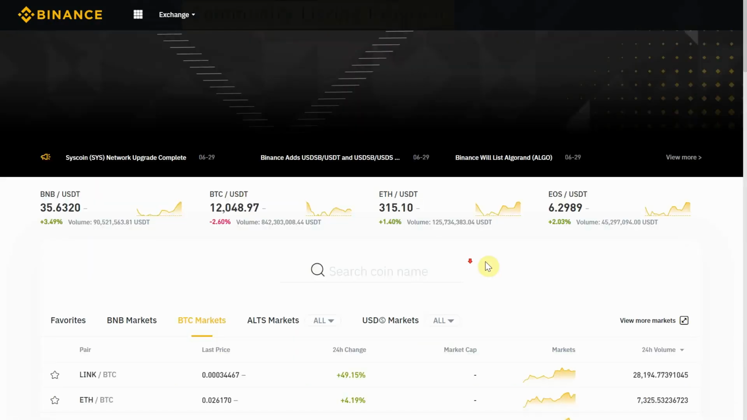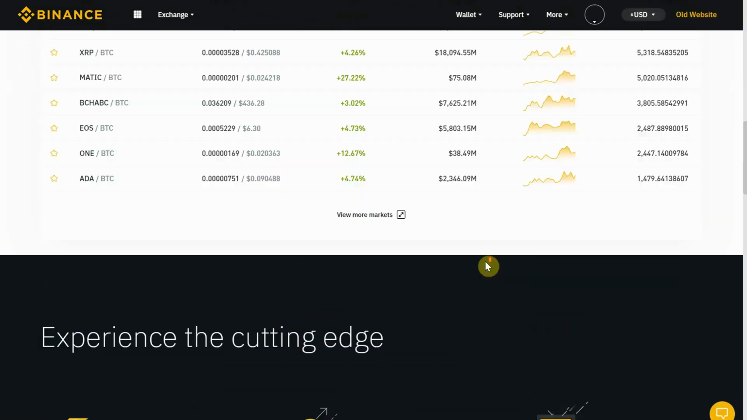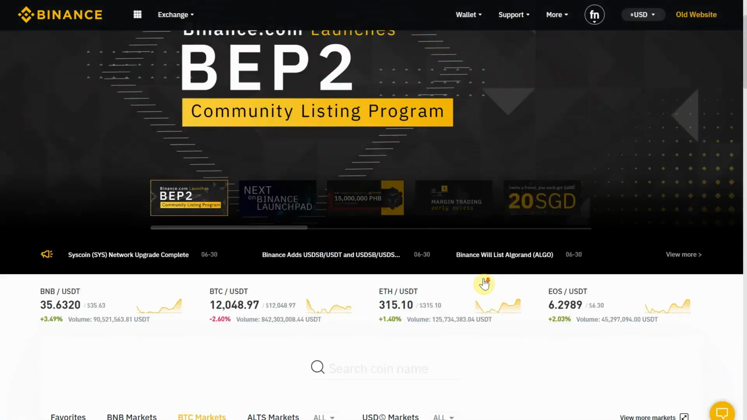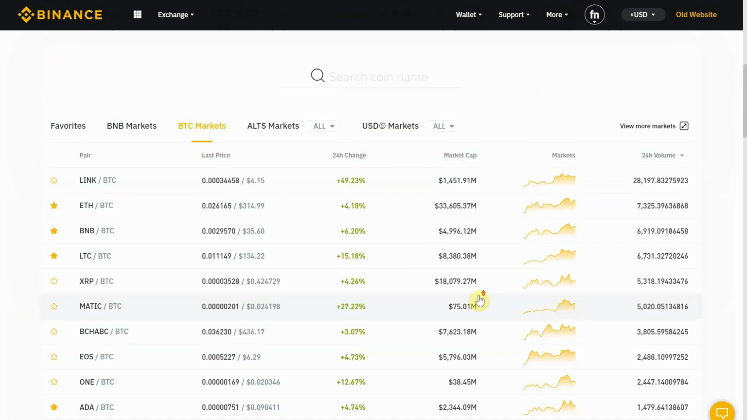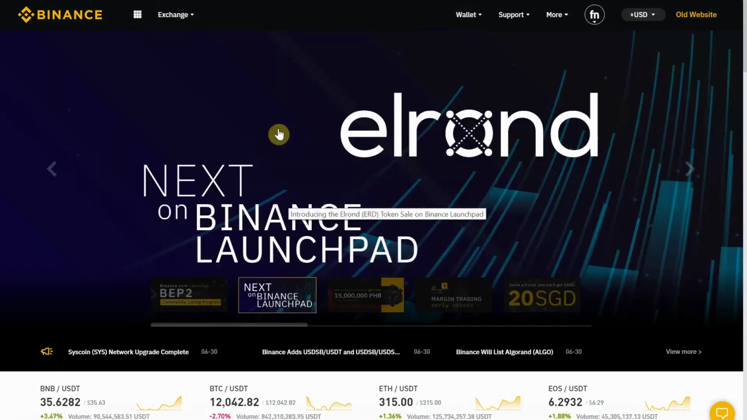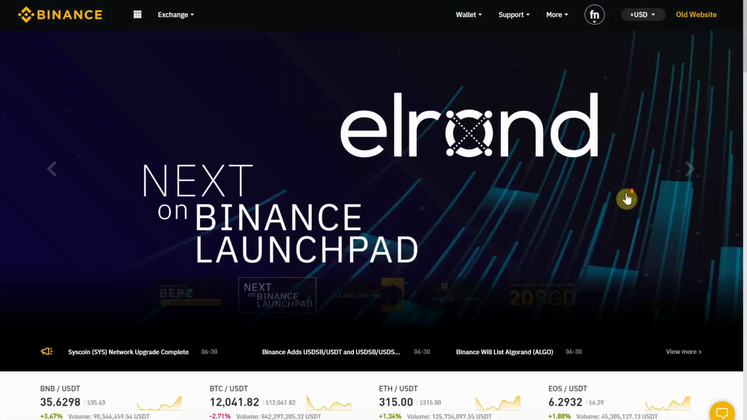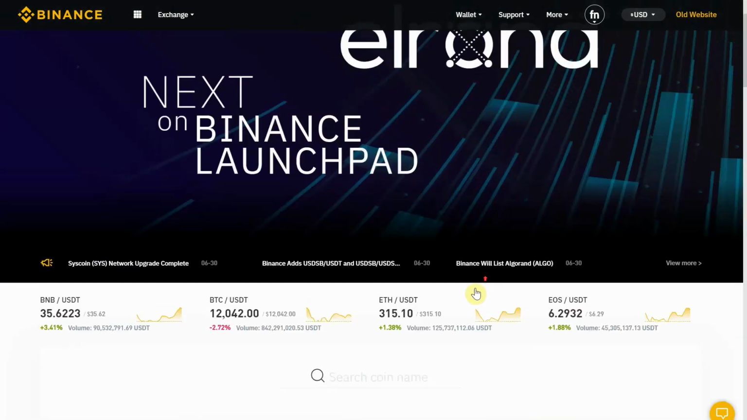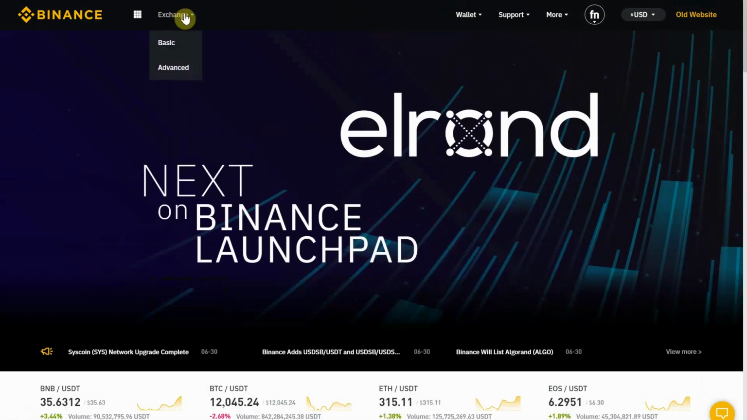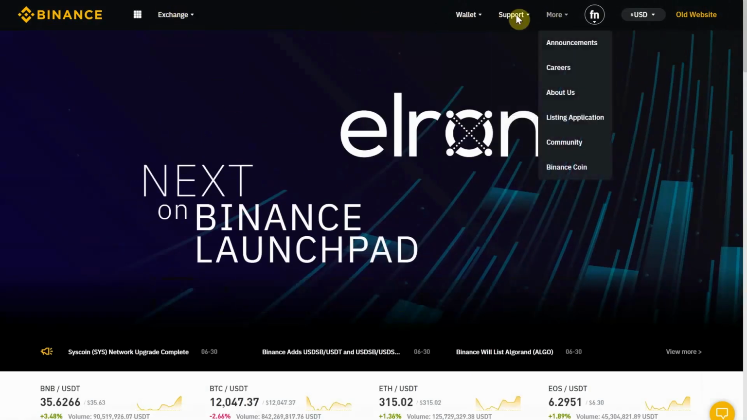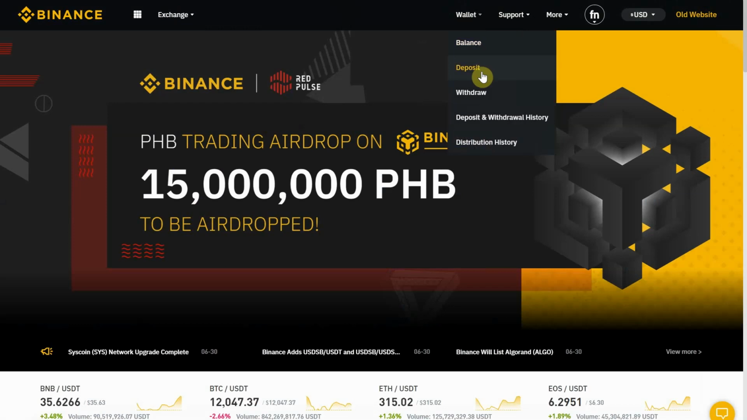And over here we have the new Binance 2.0. It's basically the same, but they did put this banner. It looks more modern, I would say. But we're not here to talk about the design. Let's talk about how you can make your deposit on Binance.